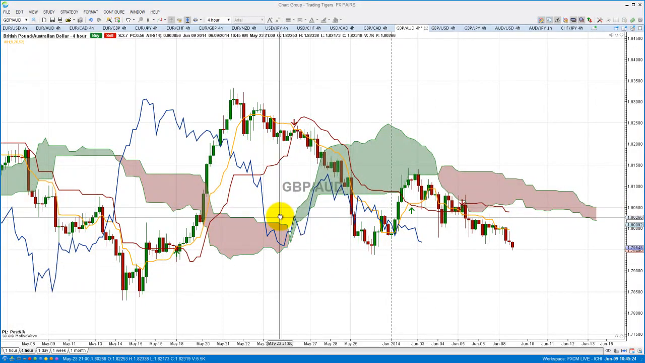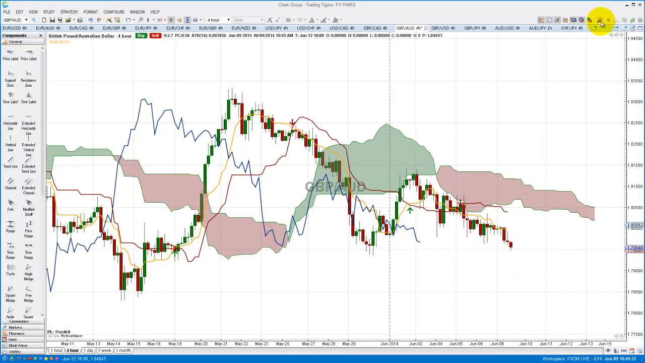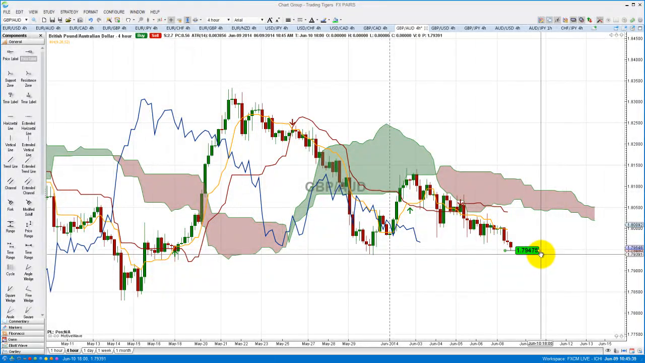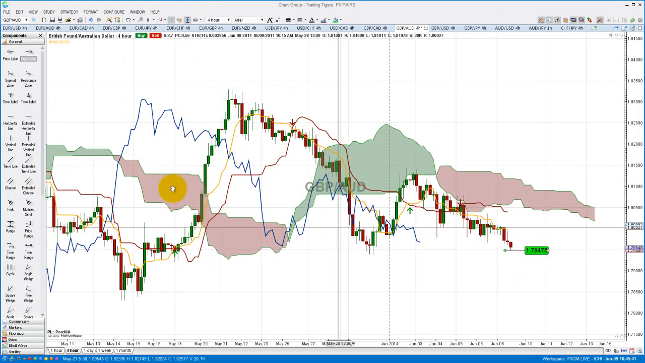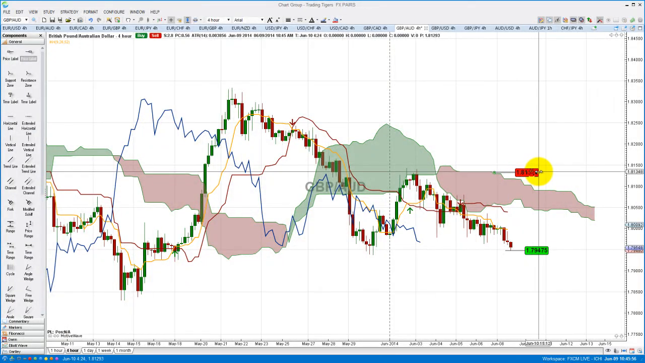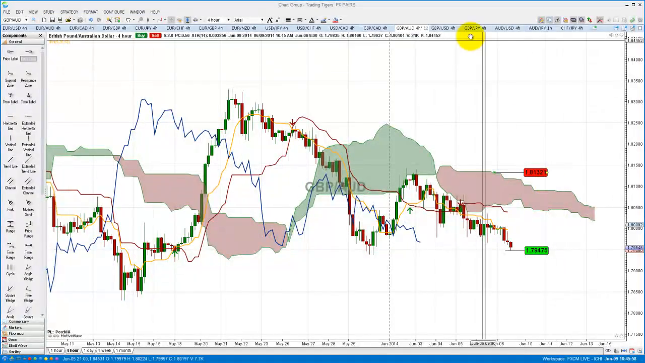Now we have the pound Aussie. Pound Aussie looks quite tempting for a short position at this low. So we have 1.7475 and our entry is at 1.8132. That's for a sell position.